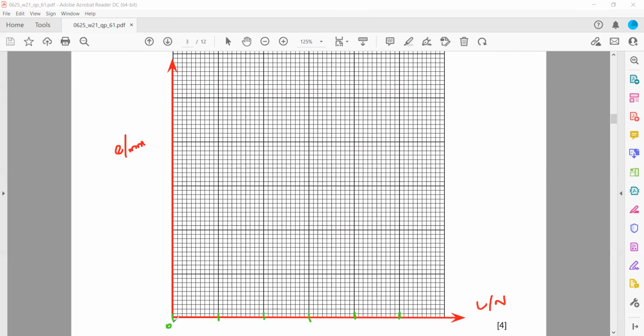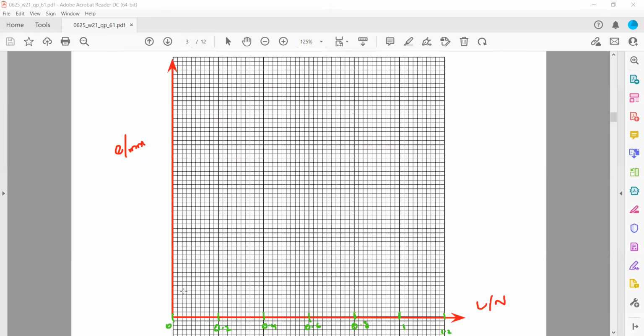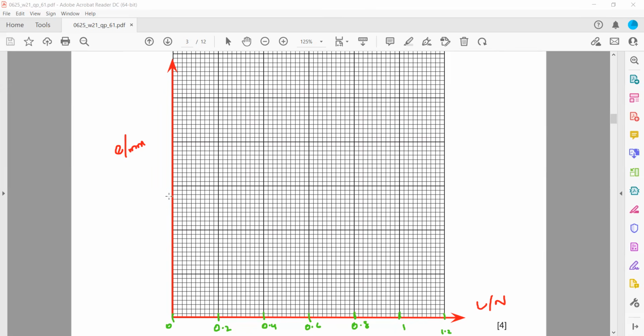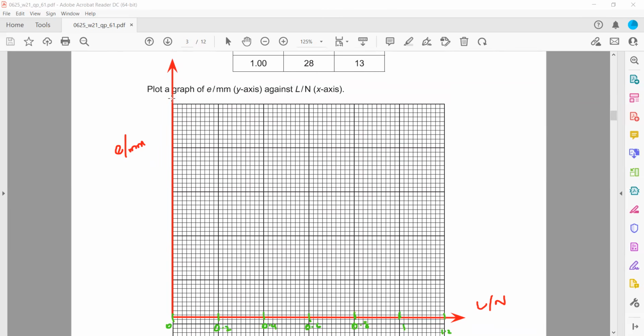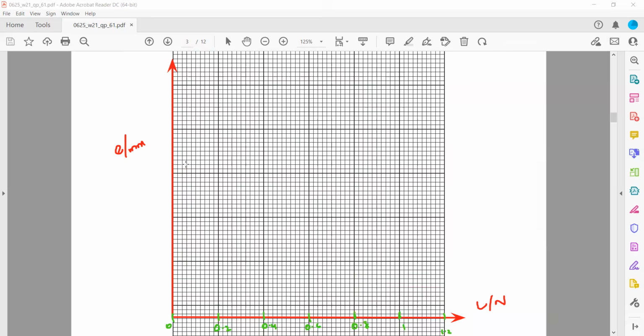So it starts with 0, then 0.2, 0.4, 0.6, 0.8 and 1, and then 1.2 will be there. And on the y-axis, the maximum value I need is 13. My scale should cover 13. So if this was 2, 4, 6, 8, 10, or I can reduce.